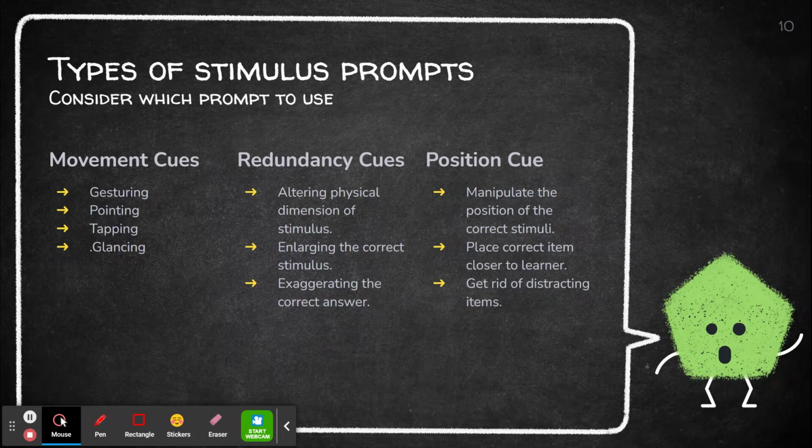Another thing we could consider using are position cues. So maybe manipulate where the correct answer is. Maybe place it closer to the learner, or maybe even get rid of distracting items.